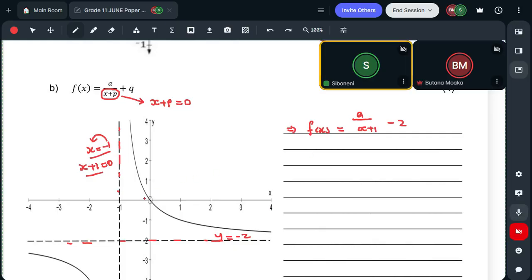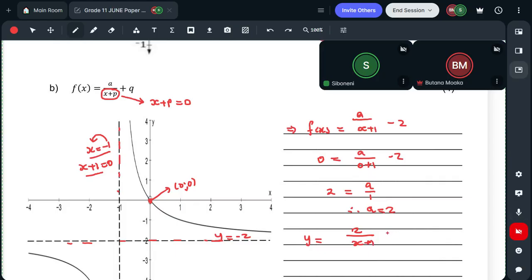0, 0. Exactly. There's only one given point, which is 0 and 0. So where there's y, we put 0, and where there's x, we substitute 0. Then the 2 comes this side to be positive. This is a over 1. So the value of a is just 2. Then you substitute back. Say y equals 2 over x plus 1, and then minus 2. That's our final answer. That's the equation of this graph. This is easy, né?